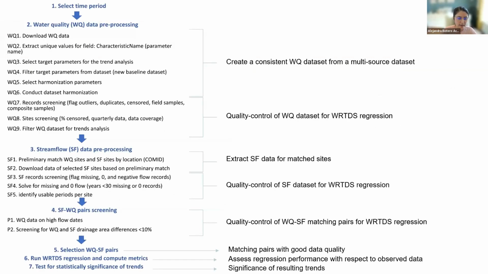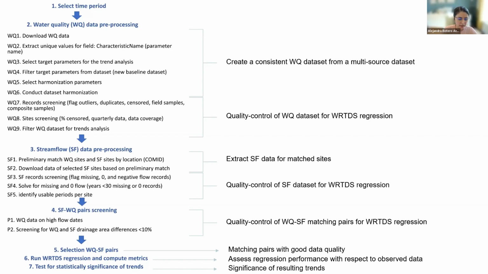In this slide, I am summarizing all the methods we use for the trends analysis. So initially we select the time period, then we create a consistent water quality data set from the multi-source data set, performing the harmonization of some parameters. Then we did a quality control of the data set by flagging outliers, duplicate records, and sensor records, and then we conducted a site screening for those water quality sites that had more than 50% of sensor data. We didn't use those sites, for example.